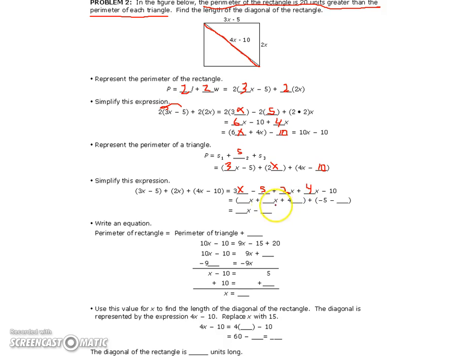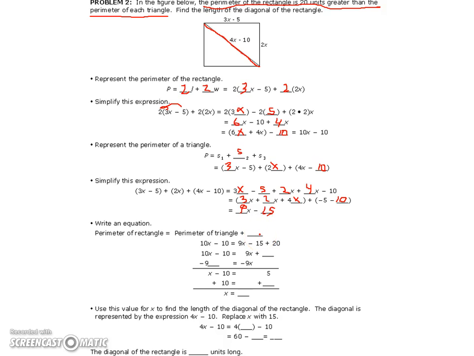Okay, just like before, we're going to use a combination of the commutative property to rearrange the like terms to be next to each other, as well as the associative property to help group the like things together. So we're going to group all the x terms together, and we'll group all the constants together. So if we add the x terms, 3x plus 2x plus 4x, we end up with 9x. And add negative 5 and negative 10, we end up with negative 15.